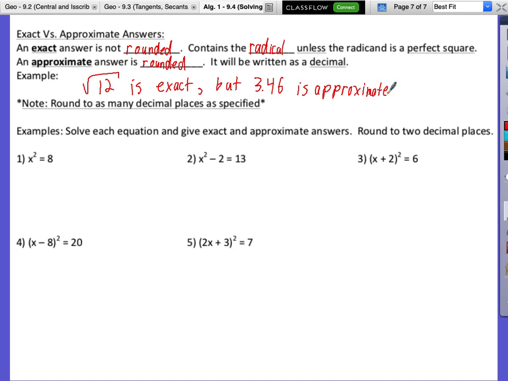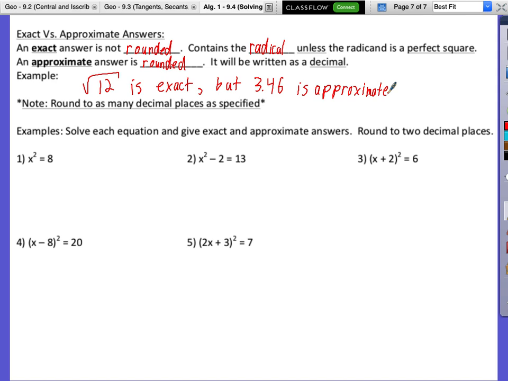Okay. And so when we took the square root of 12, did we get an exact answer? Was it like 5? Was it 6? Was it 3? No, it was this long decimal, right? And we cut it off early. So that is approximately 3.46. It is not exactly 3.46. It's close to that. However, it is exactly the square root of 12 because this wasn't rounded.